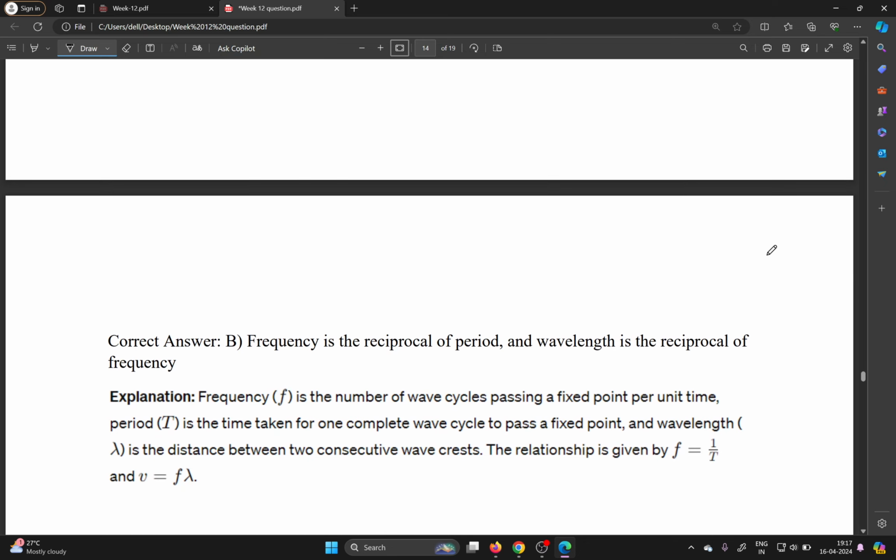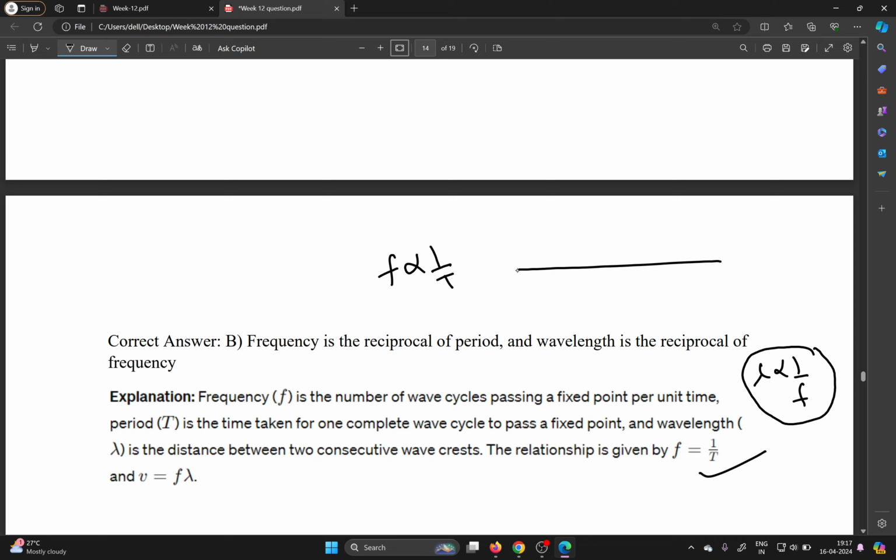So here is the relation if you want to see. Frequency is reciprocal of period. If your period will be more, definitely your frequency will be less. The wavelength is reciprocal of frequency. If frequency will be very high, then your wavelength will be very less. If frequency will be very less, if we compare these two things, then your definitely lambda will be.